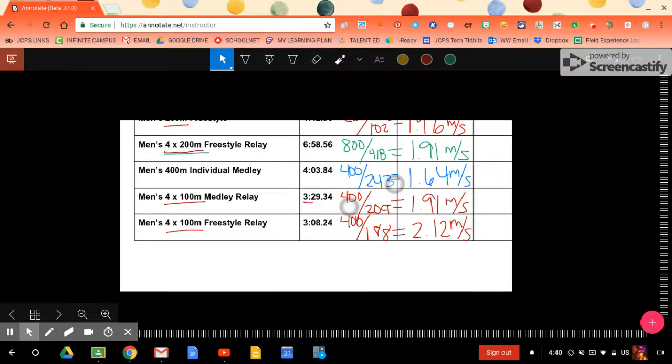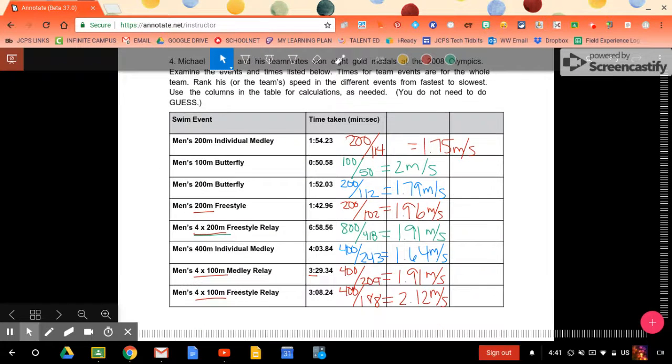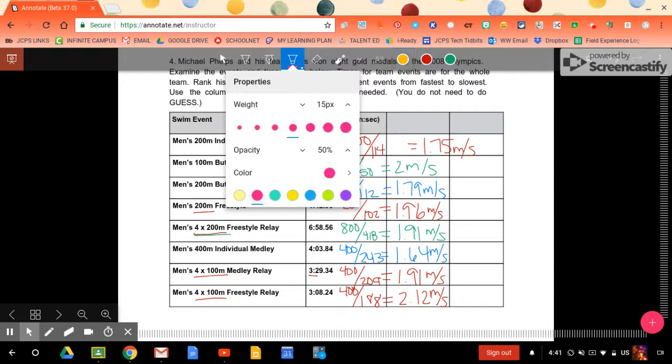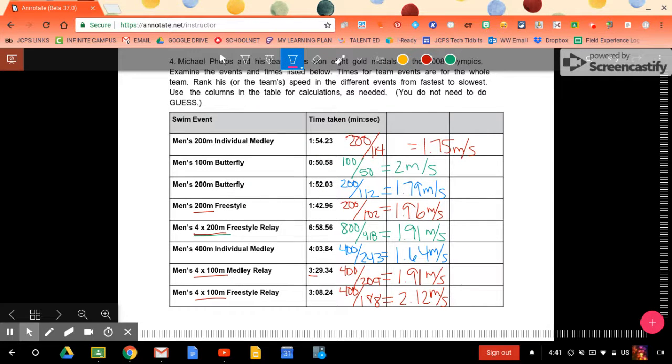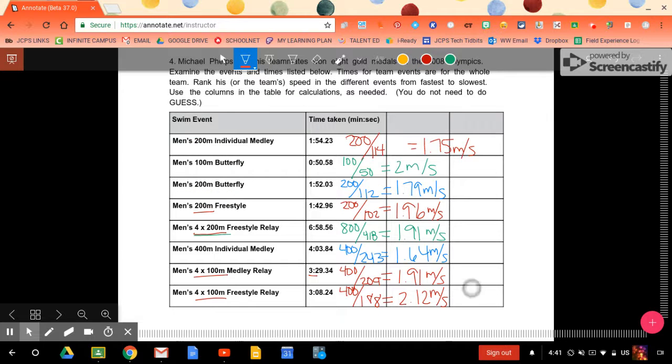Now I'm going to look at all my total speeds all together. Sorry about that. So I'm going to put them in order. So I find my fastest speed. So my fastest speed is going to be my 2.12. So I'm going to put a 1 there.